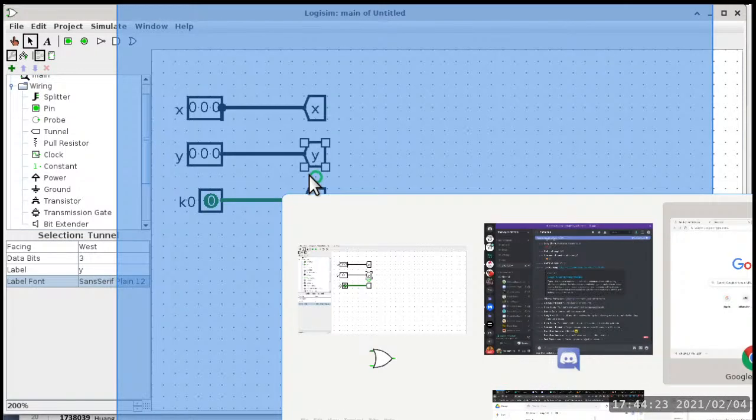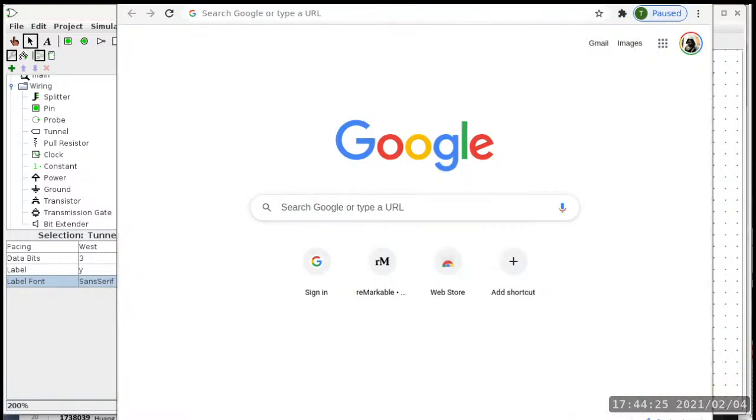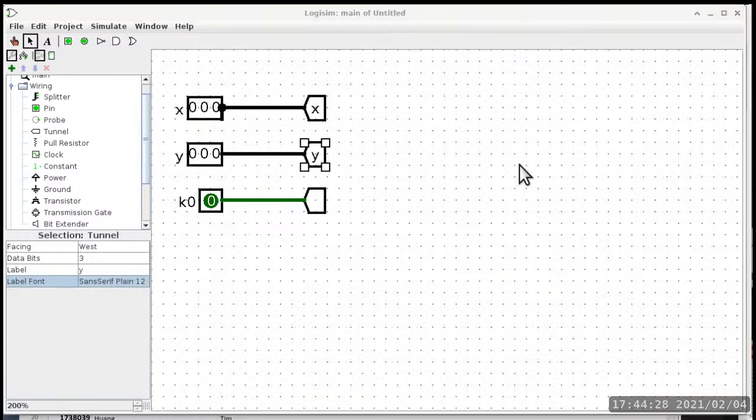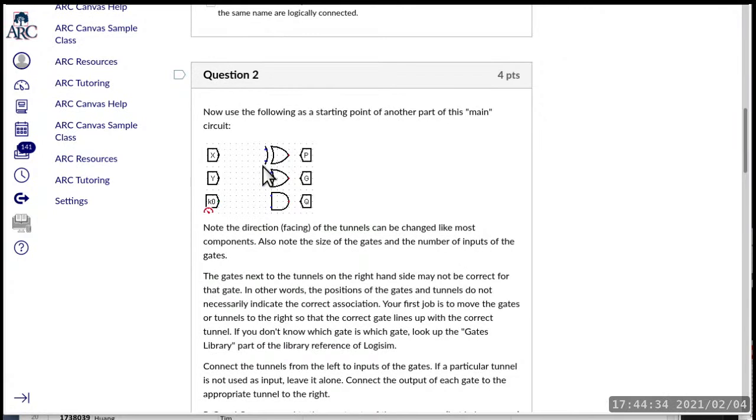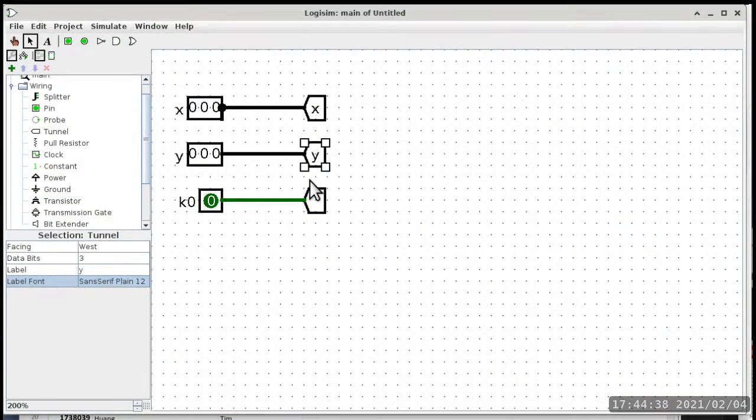So that's the first part. And then the second part is to draw this part also in the main circuit. There are a few ways to do this. This tunnel, by the way, should be named K0.